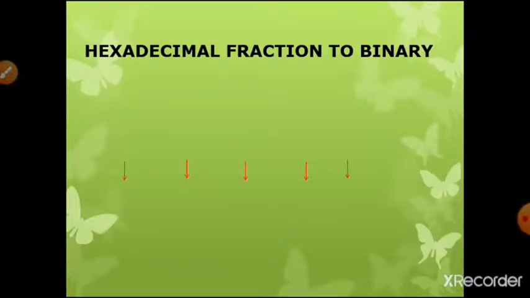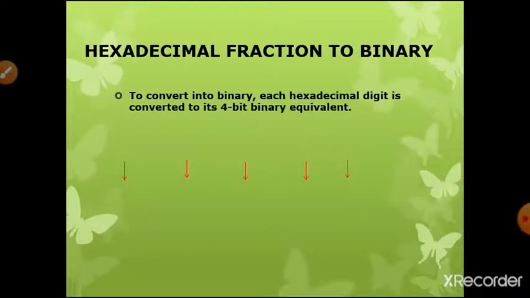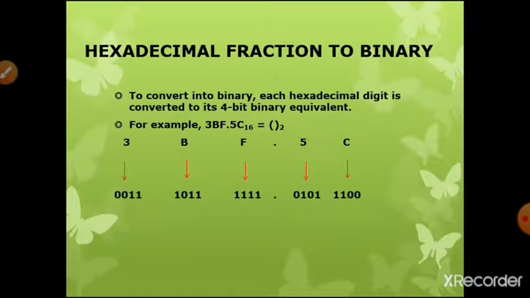Next, hexadecimal fraction to binary. It's similar to what we discussed in the last slide. Here also each hexadecimal digit should be converted to its 4-bit binary equivalent. At last we need to combine all the results from the most significant bit. Which one is the most significant bit here? Yes, it is 3.